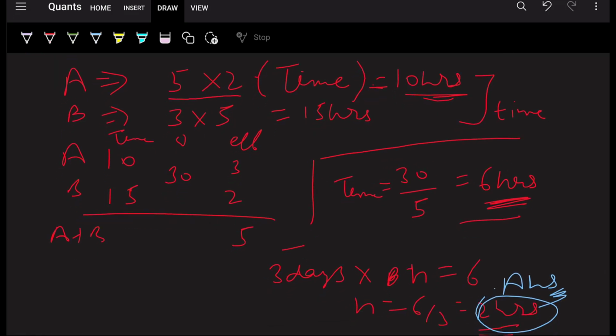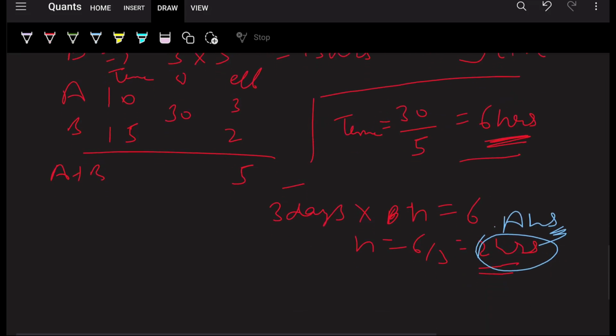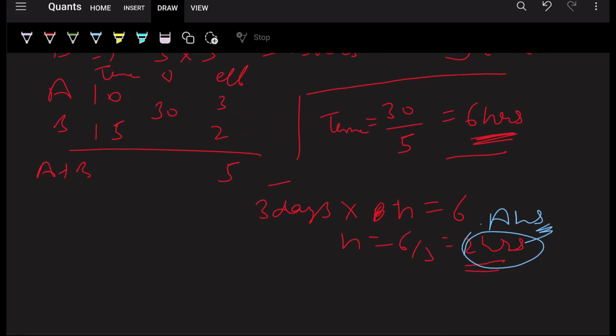Now 6 hours is the total time taken by A and B if they are working together to complete the work. Now if they are working for 3 days, then per day how many hours should they invest to do the work? So total hours are 6 and 3 days are there into h. Let us assume the answer is h. Then h will be what? h will be equal to 6 divided by 3, which will be 2 hours per day, and this is our answer.